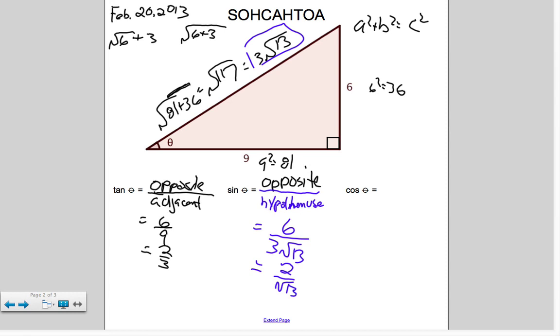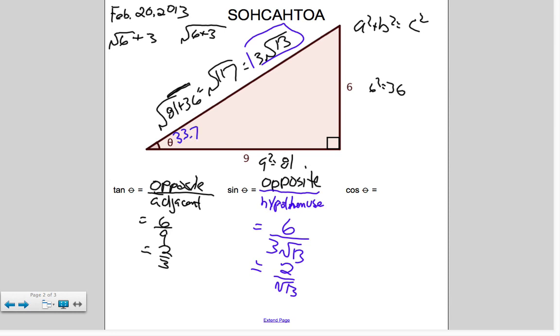Okay? So for theta here, actually, humor me. Somebody calculate theta for me. So what's the inverse tan of 2/3? Calculator away. It's 33.7.